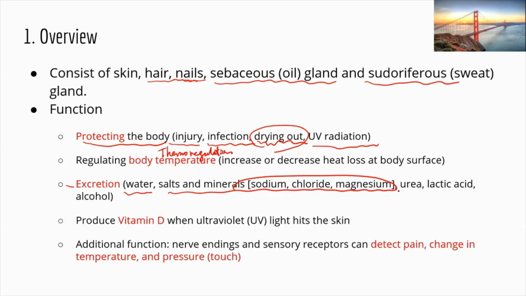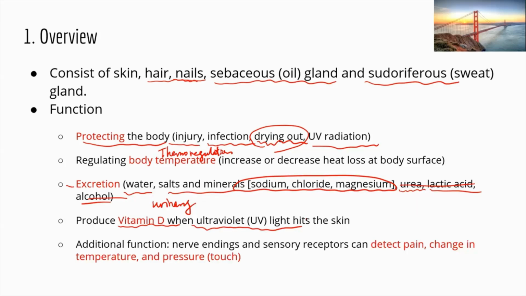Some other wastes include urea. We mentioned this a little bit from protein metabolism, lactic acid, and alcohol. So again, I don't think you need to remember these names, but just know that in addition to the main excretion system, the urinary system, your skin can also get rid of a little bit of the metabolic waste. Skin also produces vitamin D when you're exposed to sunlight, due to the UV light in sunlight.